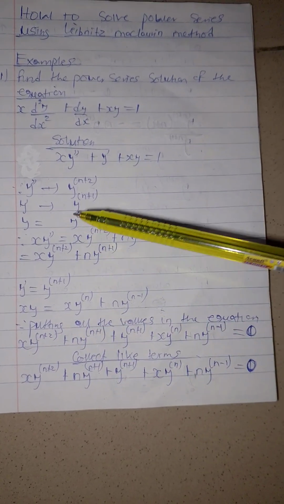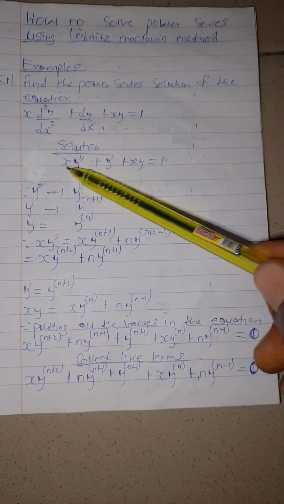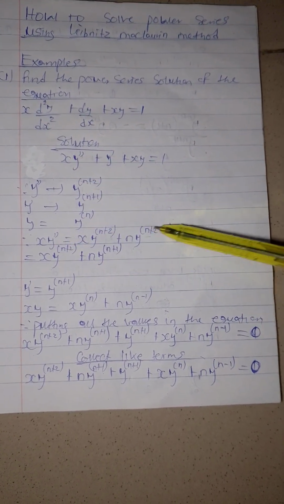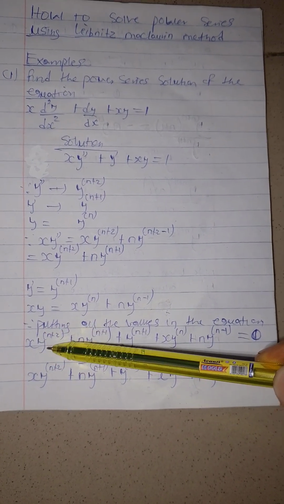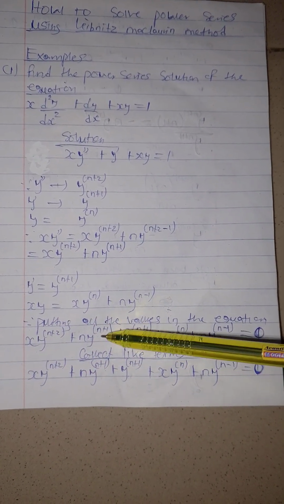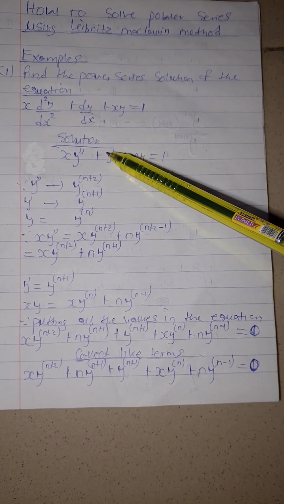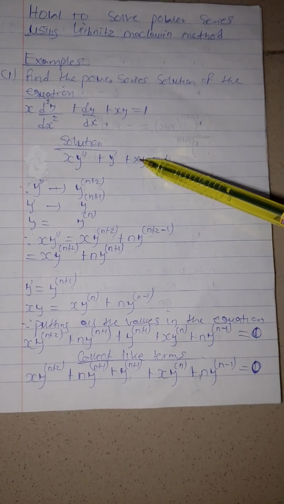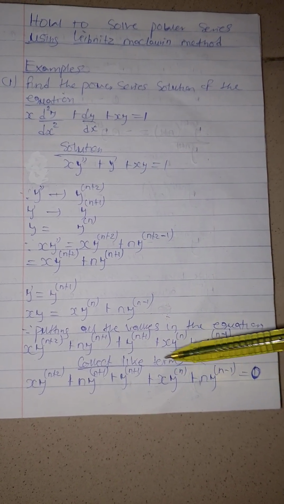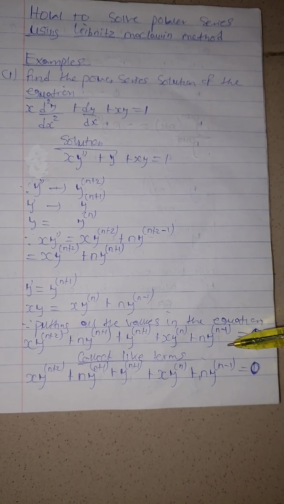So once put the values here, your answer becomes, now what's the answer for x y prime prime? The answer for x y prime prime is this. So I put it, that becomes x y raised to n plus 2 plus n y raised to n plus 1. So therefore the answer for y prime is y raised to n plus 1, and answer for xy is x y raised to n plus n y raised to n minus 1.